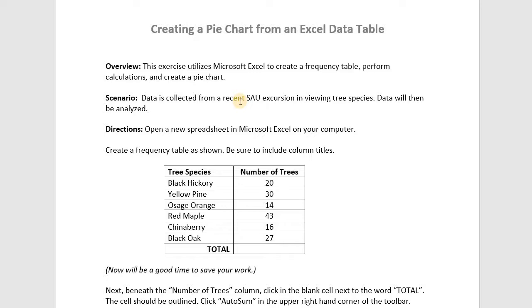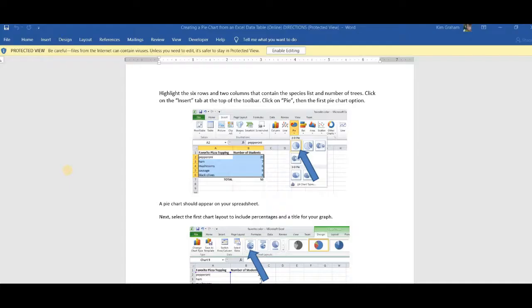This exercise utilizes Microsoft Excel to create a frequency table, perform calculations, and create a pie chart. Data is collected from a recent SAU excursion in viewing tree species, and data will then be analyzed. My directions say to open a new spreadsheet in Microsoft Excel, create a frequency table as shown, and be sure to include the column titles.